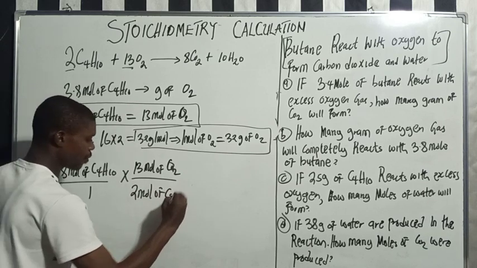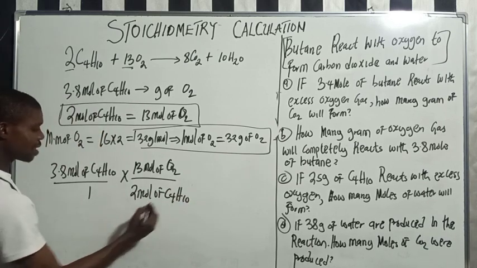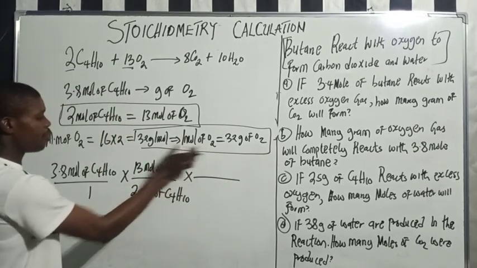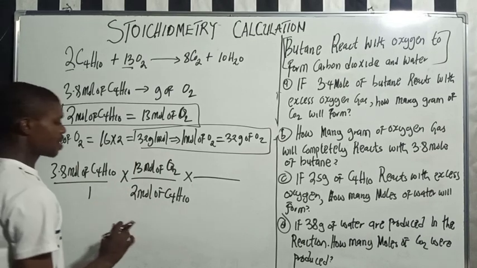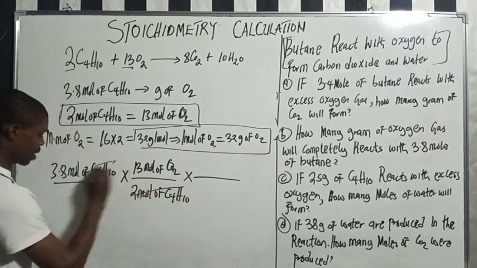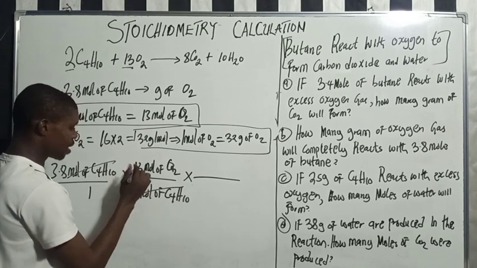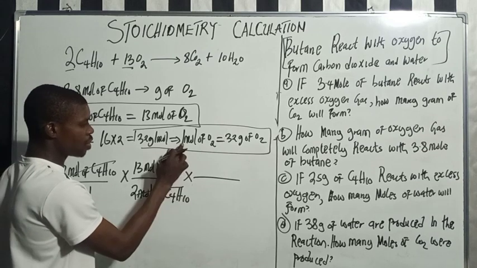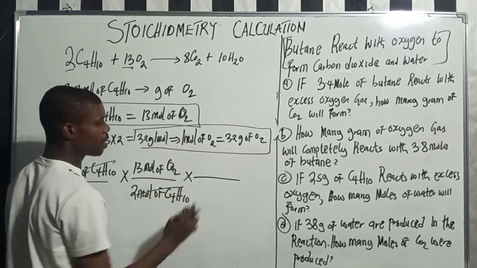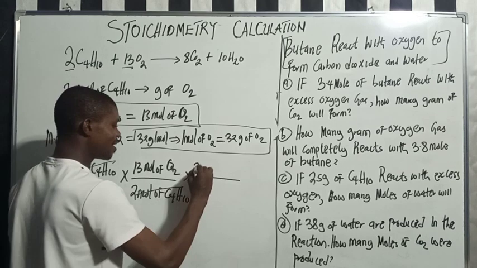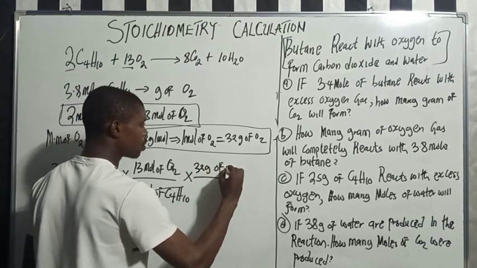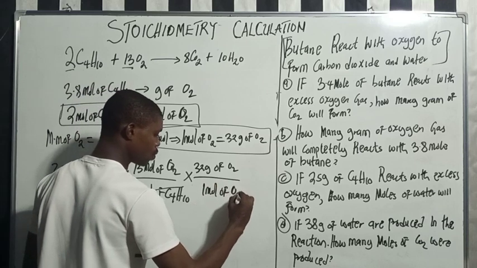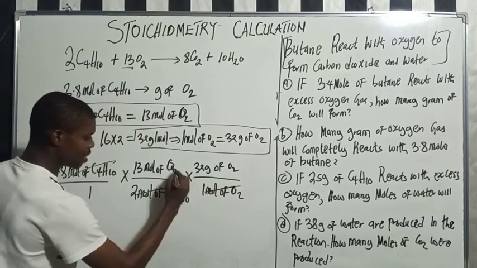Here we have 2 moles of C4H10. Do you see that? Because of that, we cancel out this one here. Then I'm now using the molar mass, right? Here I have 13 moles of O2. Moles of O2 go to the bottom because here we have 1 mole of O2 equals 32 grams of O2. So let it be 32 grams of O2 on top, and 1 mole of O2 below. Because of that, we cancel out this one here.